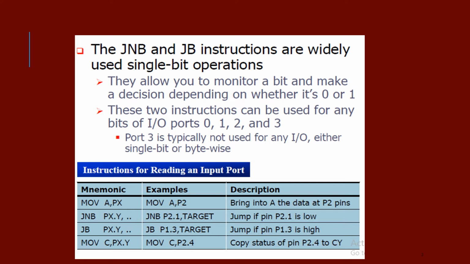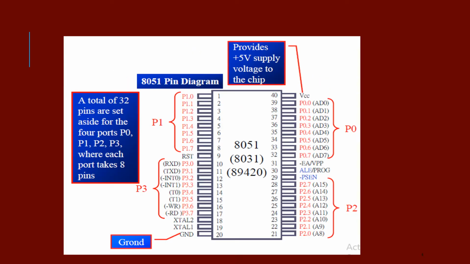As far as 8051 is considered, there are a total of 4 ports. Out of that, you can see port 1, P1.0 to P1.7, that is 0 to 7, a total of 8 pins, pin number 1 to 8, available for port 1. Then port 2: on the other side you can see pin number 21 onwards, 21 to 28, a total of 8 pins, P2.0 to P2.7, and these are multiplexed, that is, they are also used as the higher address bus, A8 to A15.